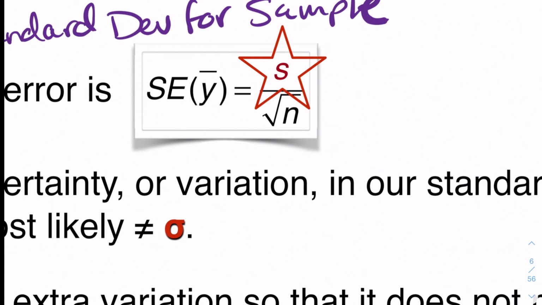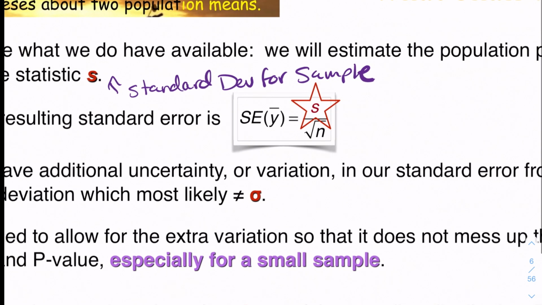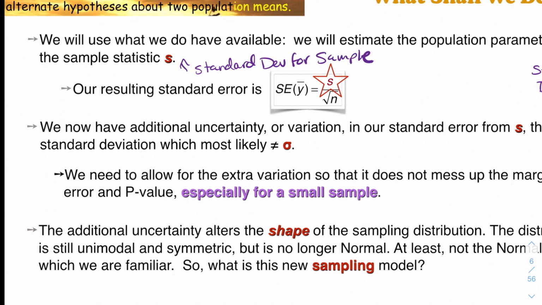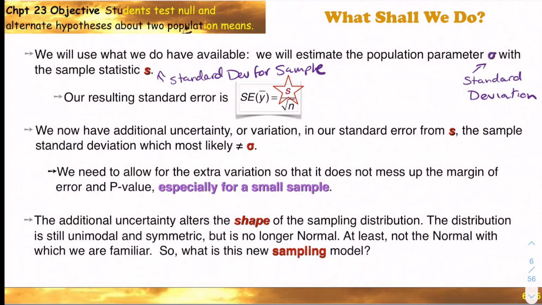Now, if we are using the sample's standard deviation, we have just added additional uncertainty or variation in our standard error from s, which is most likely not equal to the population standard deviation. So we need to allow for the extra variation so that it doesn't mess up the margin of error and the p-value, especially for a small sample. Additionally, uncertainty alters the shape of the sampling distribution. The distribution is still unimodal and symmetric, but it's no longer normal. At least, not the normal with which we're familiar. So what is this sampling model?